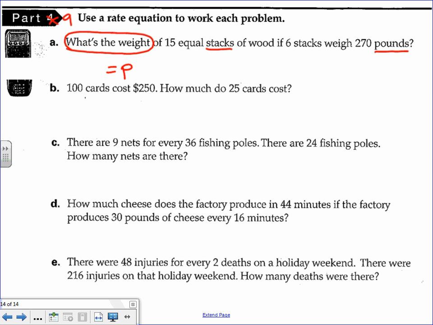Now, if P is in my answer, P is going to be on top of my fraction, which means stacks is going to be on the bottom, and then stacks are the unit that I'm going to multiply by. So there's my letter equation for this.